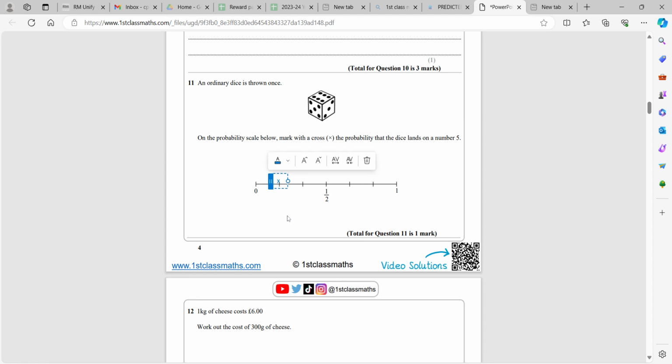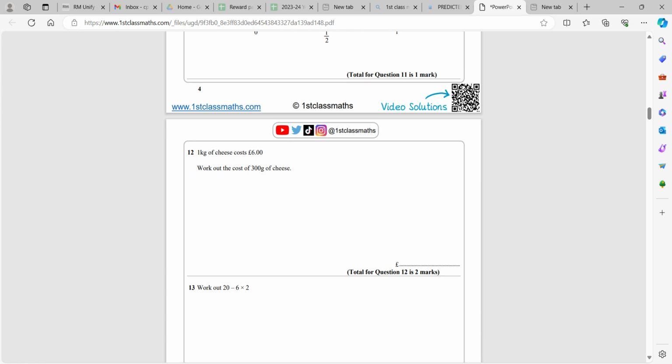Okay? 1 kilogram of cheese costs £6. Work out the cost of 300 grams of cheese. So the first thing we're going to do is note down that 1 kilogram equals 1,000 grams. So if 1,000 grams is equal to £6, we know 100 grams is equal to that divided by 10, because to go from 1,000 to 100, you've divided by 10. So we're going to divide £6 by 10, which gives us 60p.